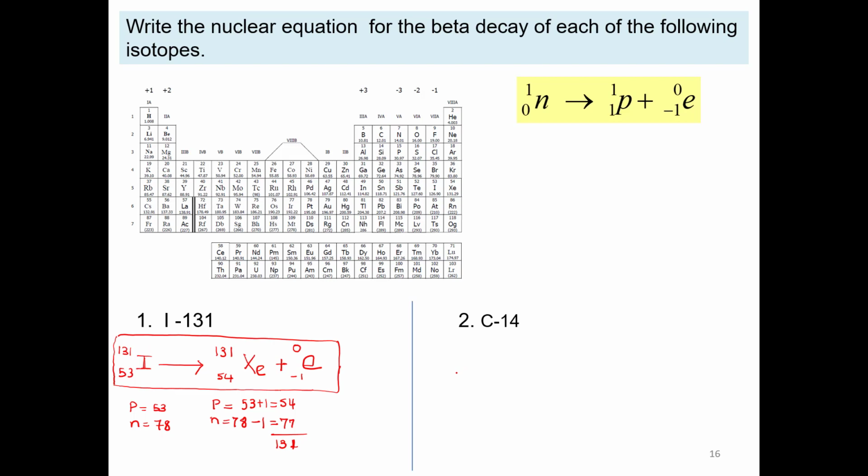Then let's try the second problem. Let's first write the nuclear symbol for carbon. The mass number is 14. To write the atomic number, we will use the periodic table, and we can see the atomic number is 6. And this number goes at the bottom.